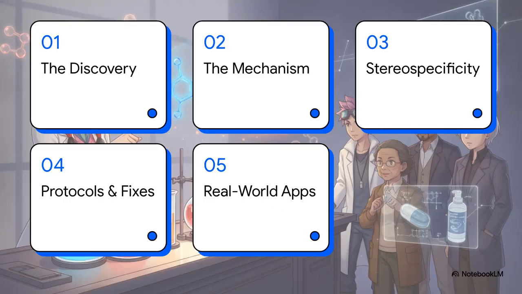So, here is our roadmap for today's explainer. 1. The serendipitous discovery. 2. Unlocking the mechanism. 3. The rules of stereospecificity. 4. Protocols and troubleshooting. And 5. Real-world applications. Let's get right to it.